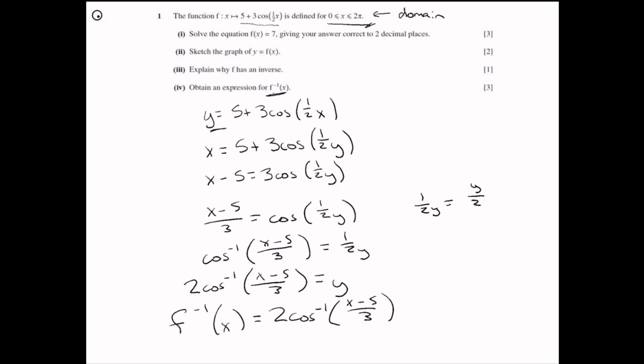I've seen in the mark scheme before that they will potentially remove points if you write y in the end. So it's just best to write that inverse of x just to make sure they know what you're talking about.